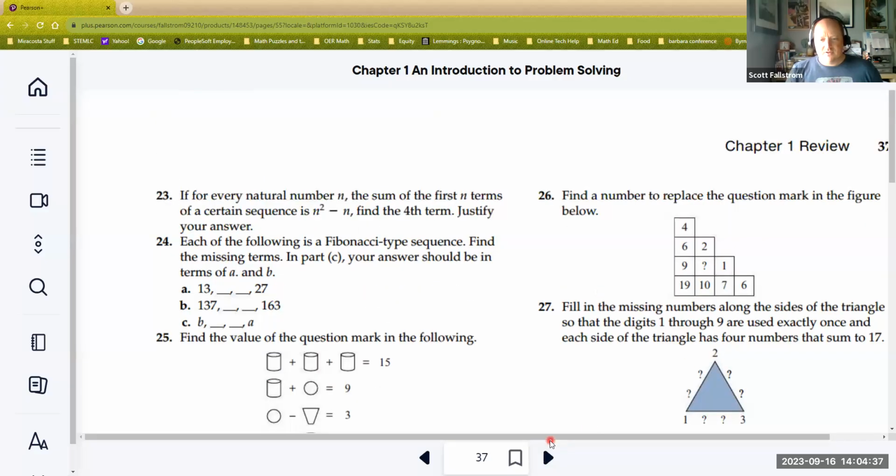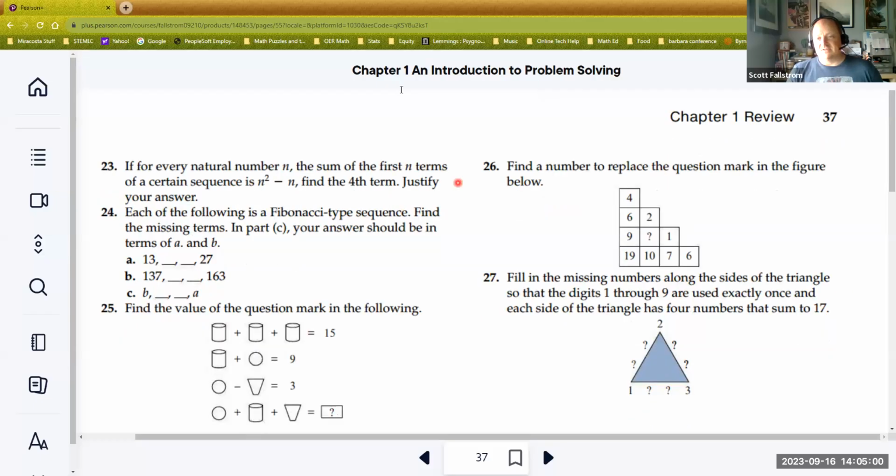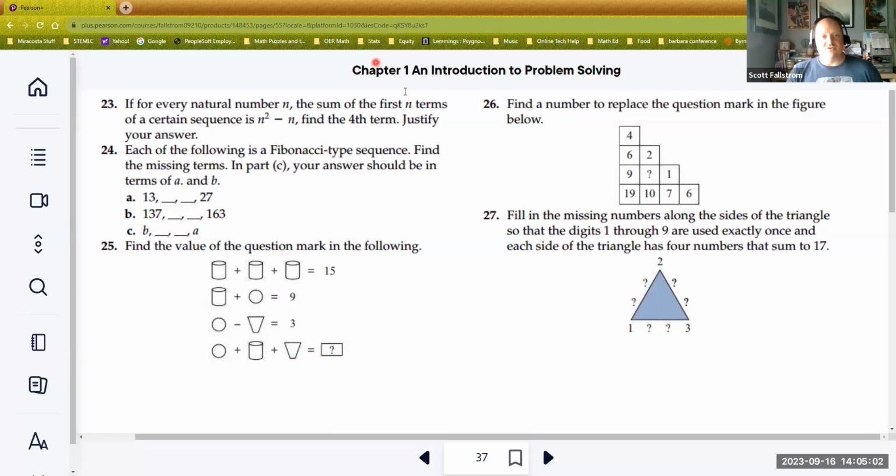26. Okay. And this one says, find a number to replace the question mark in the figure below. Now, there might be multiple ways to do this, if you want to be perfectly honest. So it's a little hard to say that there is exactly one way to do it, but you want to try to find something that works. And if this was a test question, I just expect you to explain why your answer works.